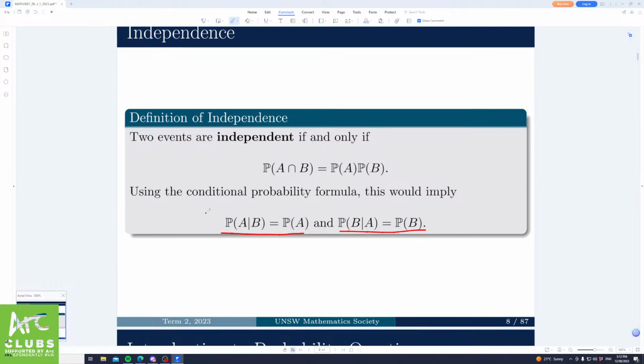And for intuition, hopefully this formula makes sense. The probability of A given B, well, we know that if events A and B are independent, then the fact that B occurred shouldn't really affect the probability of getting A, since they're independent.